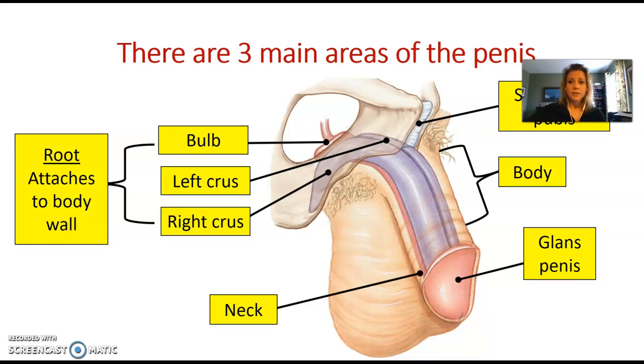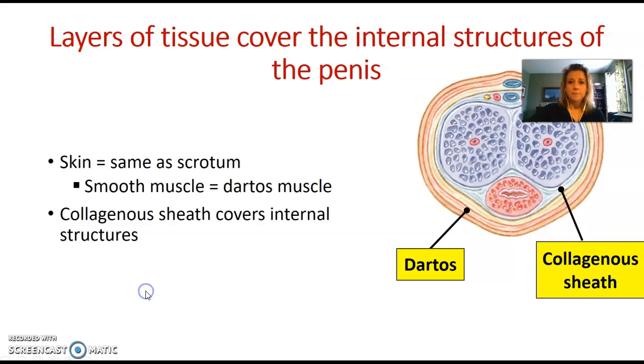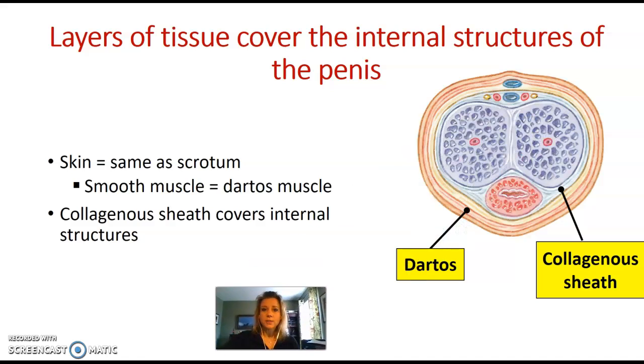The part that is going to attach the glans penis to the body is known as the neck. And so there are layers of tissue that cover the internal portions of the penis. The skin layers are the same as that of the scrotum, and even the penis itself is covered by the smooth muscle known as the dartos.